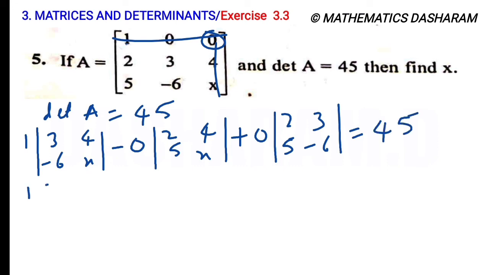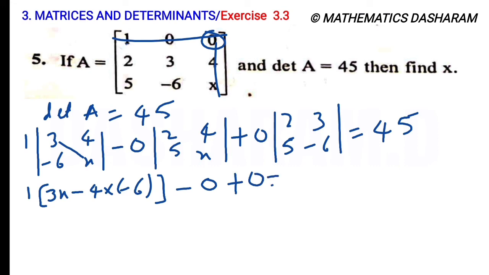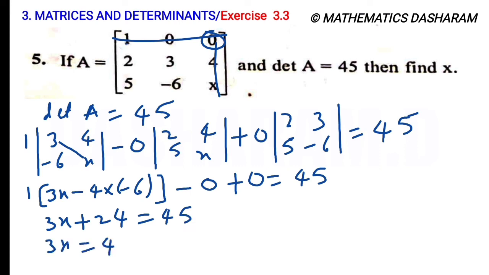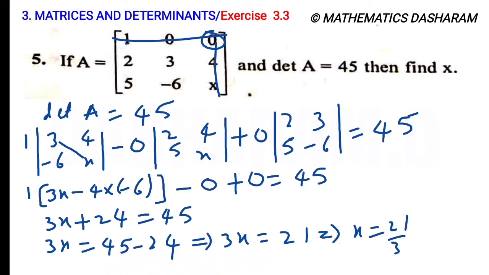So now 1 into bracket of 3 into x, 3x, minus 4 into minus 6, minus here total 0 and it is also 0. So it is equal to 45. Now 3x plus 4 6s are 24, it is equal to 45. So 3x equals 45 minus 24. So it implies 3x equals 45 minus 24: 5 minus 4 is 1, 4 minus 2 is 2. So from this x equals 21 by 3. So 3 7s are 21, so the x value is 7.